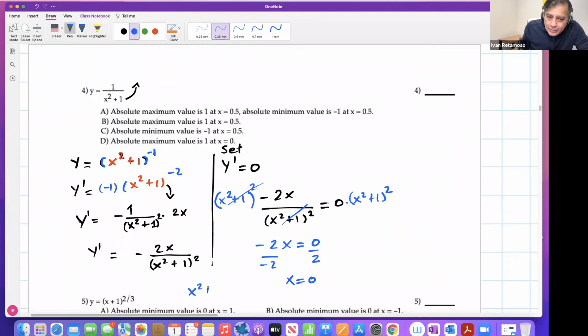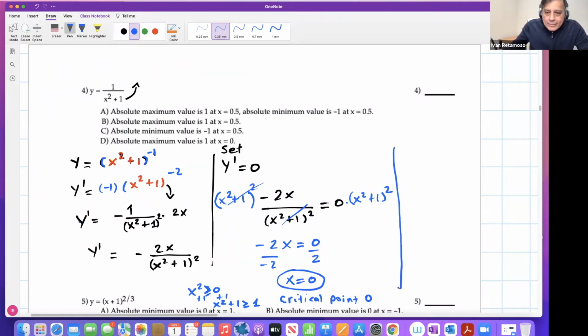This x squared plus 1 is never 0. Here is the reason. If you add 1 to both sides of this inequality, x squared plus 1 is greater than or equal to 1. Never 0, right? So we are safe here. So this is the only critical point, 0. Great. With that critical point, then we're going to go to the number line.